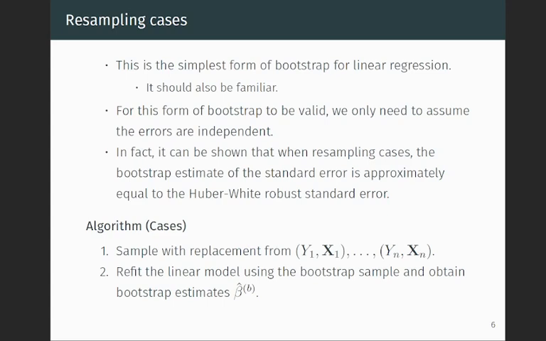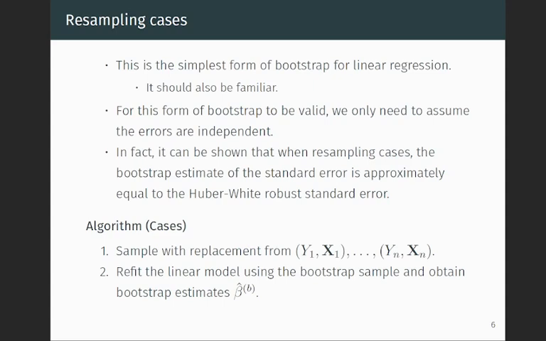Okay, resampling cases. That's the first one we'll look at, and as I mentioned, it's the simplest form of Bootstrap for linear regression. First of all, we only assume that the errors are independent. It's the only real assumption we're making here. And it can be shown that when resampling cases, the Bootstrap estimates of the standard error will be approximately equal to the Eicker-Huber-White robust standard error that we discussed in the previous lecture.